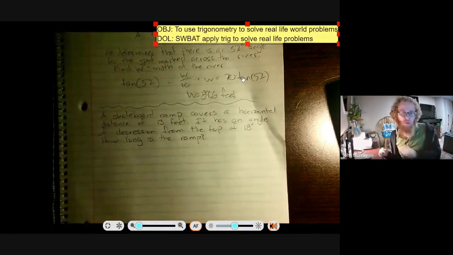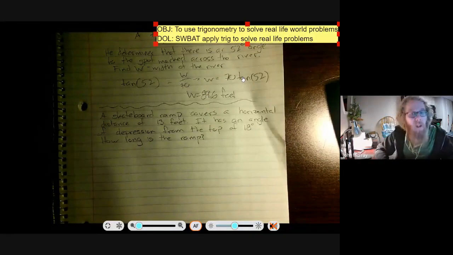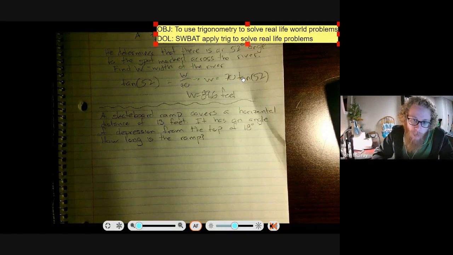Okay, so going back to an angle of depression now. All right, I wanted to show you one of these. So here we have a skateboard ramp. The skateboard ramp covers a horizontal distance of 13 feet. It has an angle of depression from the top of 18 degrees. How long is the ramp?